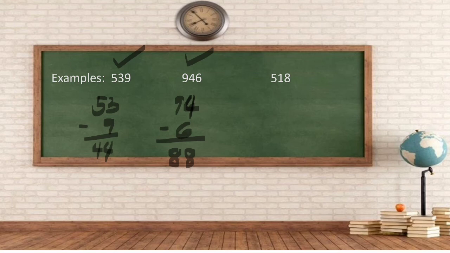So 518. Let us subtract 8 from 51. The answer is 43. 43 is not divisible by 11. So 518 is not divisible by 11. Okay?